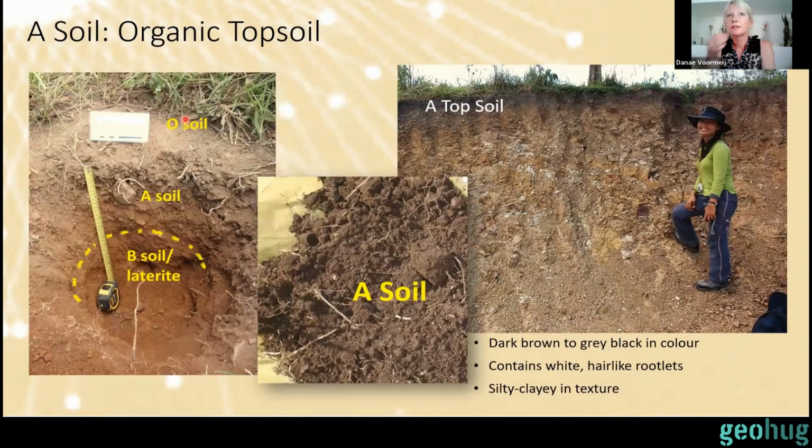Let's look at each of these layers. To begin with, the organic topsoil. It's right beneath the vegetation and it's dark brown to dark gray. And one way to really recognize it is that it has these fine hair-like rootlets in it. And that's because the plants are feeding on the mobile elements that are available to them in the A topsoil. It's silty clay in texture. So you see these lumps in here. If you take those between your fingers, you can crush them. They're not hard. Whereas the laterite will have hard fragments in it.